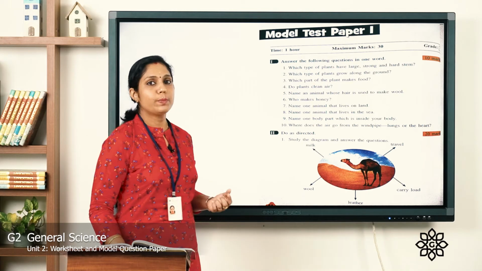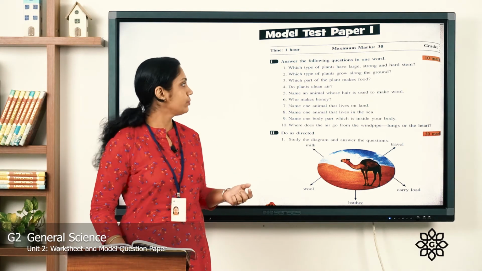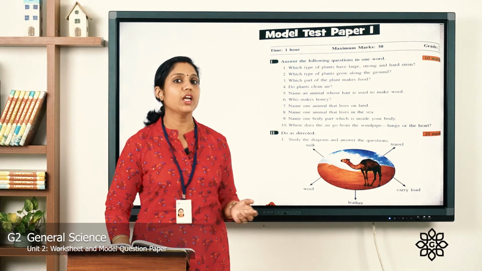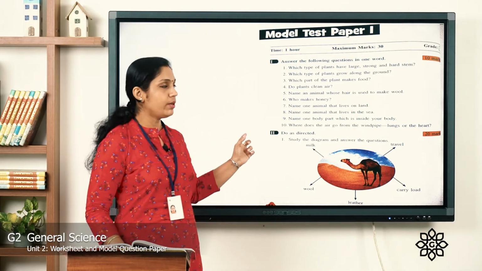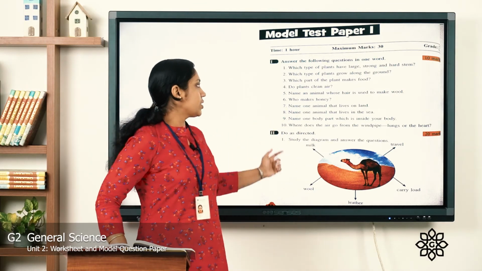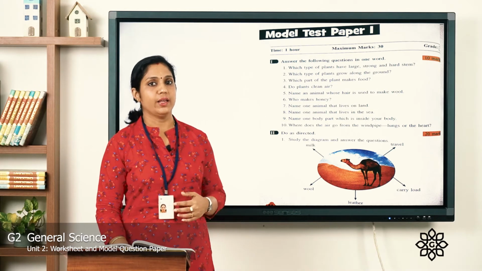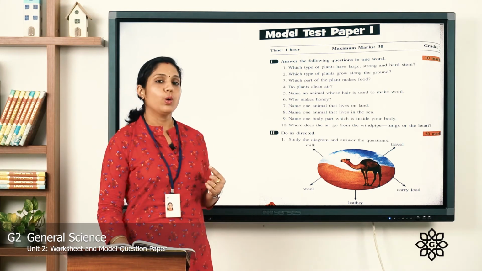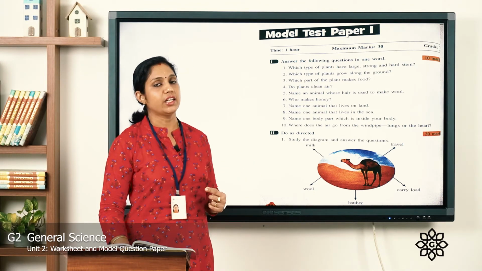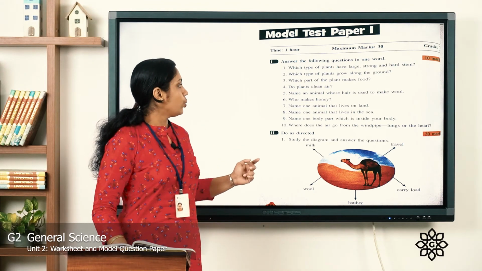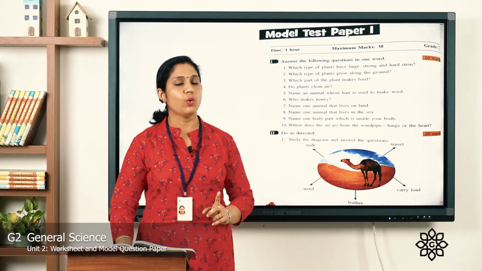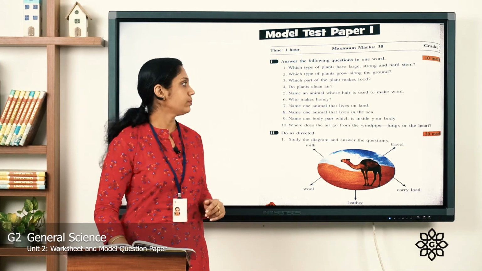Fourth one, do plants clean air? Fifth, name an animal whose hair is used to make wool. So you can write the name of an animal with whose hair wool is made. Sixth one, who makes honey? Seventh, name one animal that lives on land. So you can write the name of one animal that lives on land. Eighth one, name one animal that lives in the sea. Write the name of any one animal that lives in the sea.